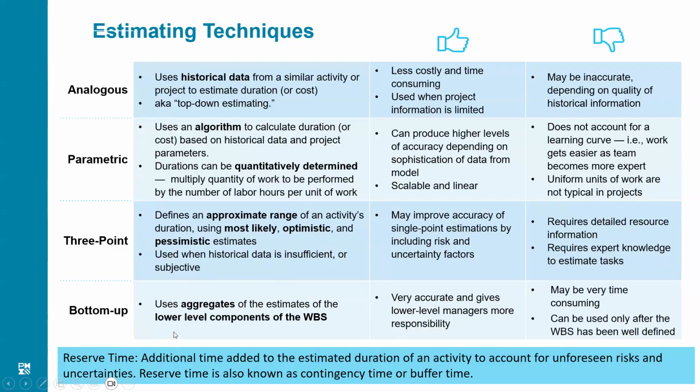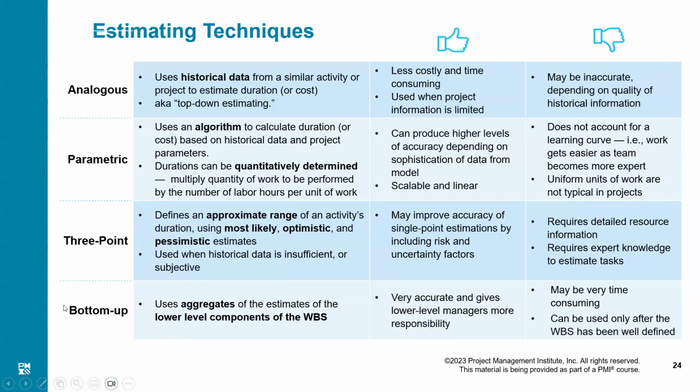We'll skip the 3-point method. We'll talk about that later. Now we'll talk about the bottom-up technique. What is this bottom-up technique? To understand it, you have to go to the WBS, to the lowest level of the WBS, which is the work packages. Then one further level, that is your activities. You will go to individual activities.